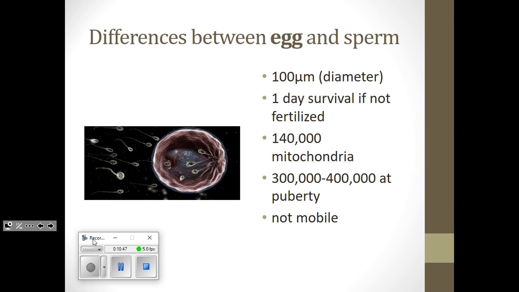Eggs are not mobile. So I mentioned that before. The fallopian tubes needed the fringes, or the fimbriae, to sweep the ovaries to collect the egg, but the egg is not going anywhere by itself.